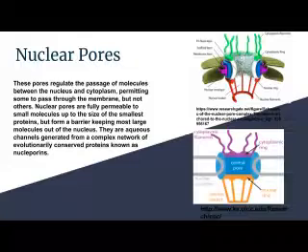Our next topic is nuclear pores. These pores regulate the passage of molecules between the nucleus and cytoplasm, permitting some to pass through the membrane, but not others. Nuclear pores are fully permeable to small molecules up to the size of the smallest proteins, but form a barrier against most large molecules out of the nucleus. There are aqueous channels generated from a complex network of evolutionary conserved proteins known as nucleoporins.